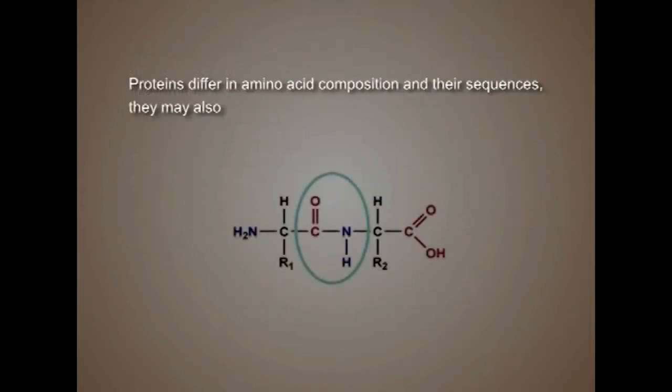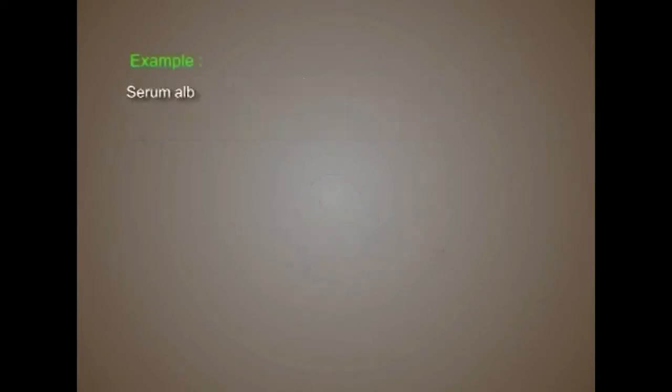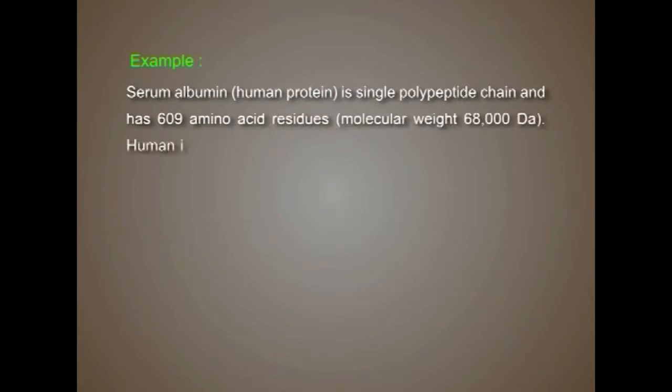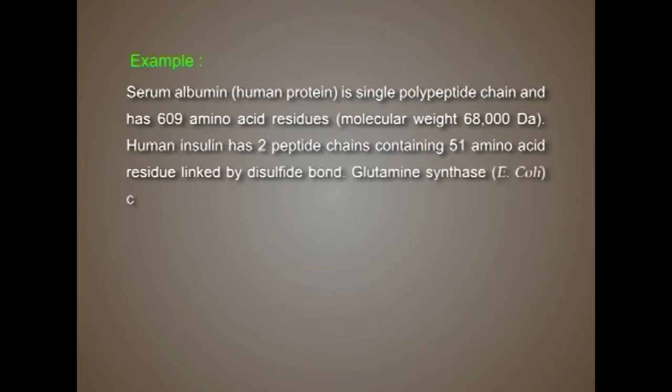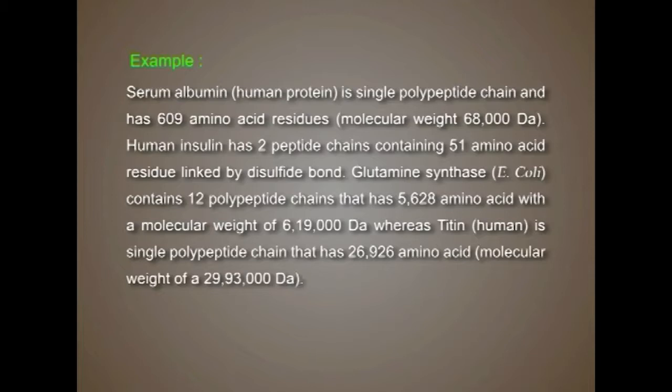Proteins differ in amino acid composition and their sequences. They may also contain one or more polypeptides and can be linked by disulfide bonds in addition to peptide bonds. For example, serum albumin, a human protein, is a single polypeptide chain with 609 amino acid residues and a molecular weight of 68,000. Human insulin has two peptide chains containing 51 amino acid residues linked by a disulfide bond.